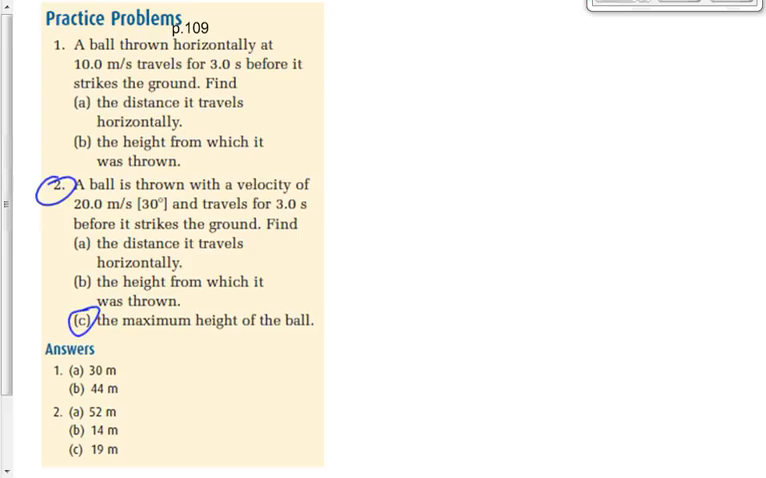Do we need to go over number 1 as well, or are we good with number 1? Anybody for number 1? Yeah. Both of them? Okay, let's do both of them.